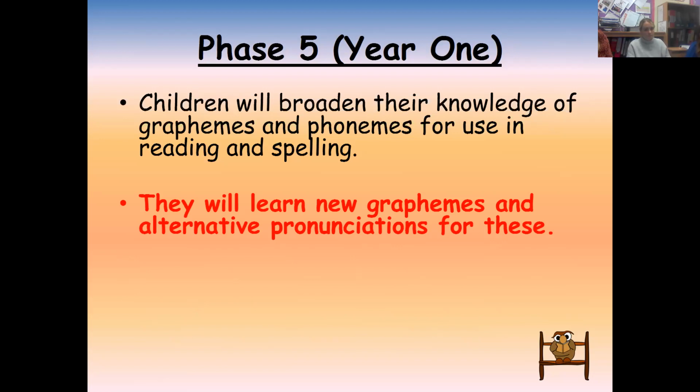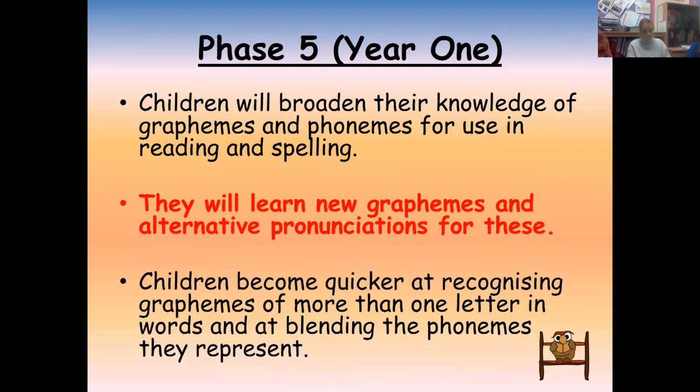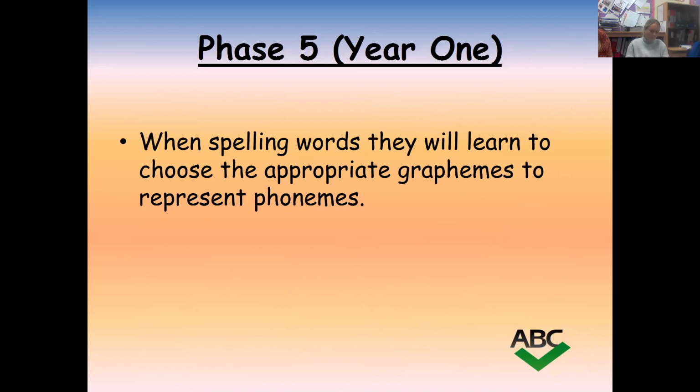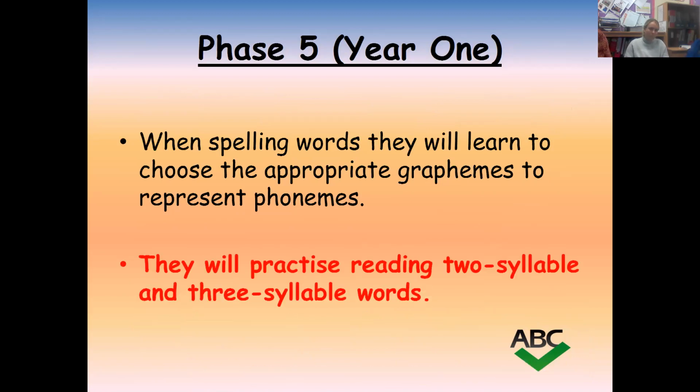Children will become quicker at recognising graphemes of more than one letter in words and at blending the phonemes they represent. Continuing into phase 5, so when spelling words, they will learn to choose the appropriate graphemes to represent phonemes. At this point, children are learning to select the appropriate graphemes.